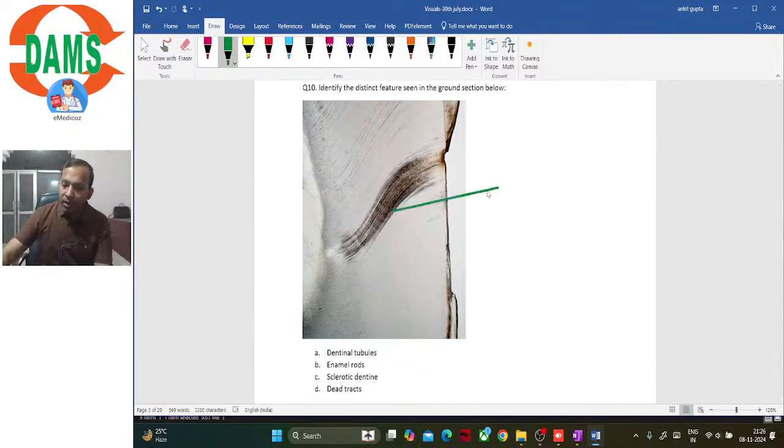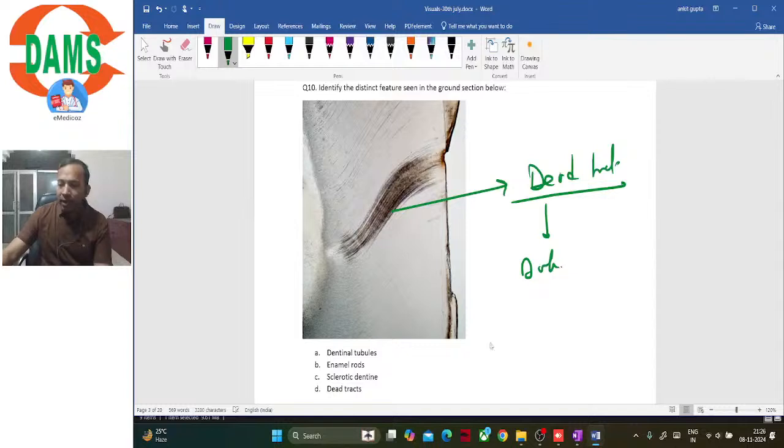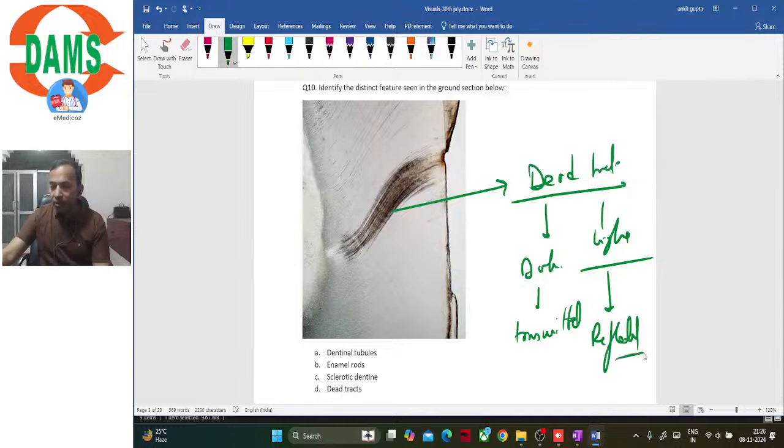So what do you see here? These dark features. This is the dead tract. So dead tract will appear dark, and sclerotic dentin will appear light. They will appear lighter, whereas the dead tracts will appear darker. So when will they appear darker and when lighter? Dead tracts appear dark in transmitted light, but they will appear light in reflected light. So in reflected light they appear white or lighter, and in transmitted light they appear dark. Sclerotic dentin is exactly the opposite: in transmitted light it appears light, in reflected light it appears dark. Clear?